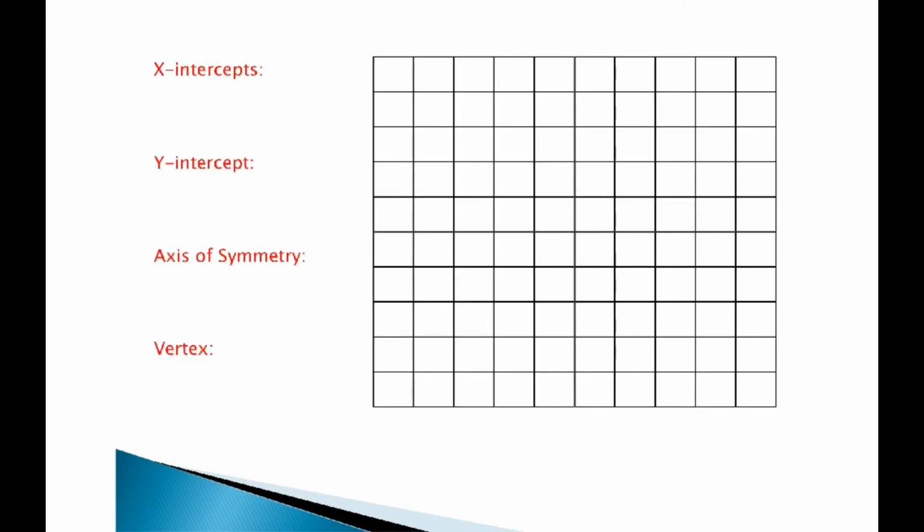Okay, the next thing that we're going to do is sketch the graph. So I'm going to take all of that information and I'm going to actually just rewrite it here so that I know what it is I'm looking at.